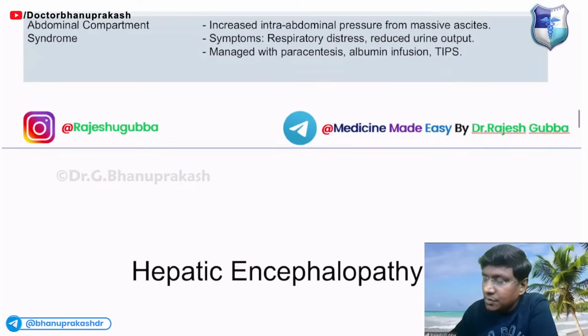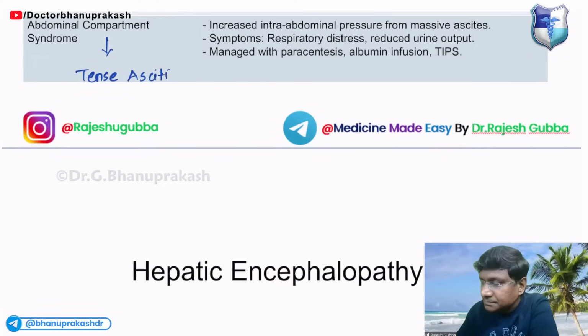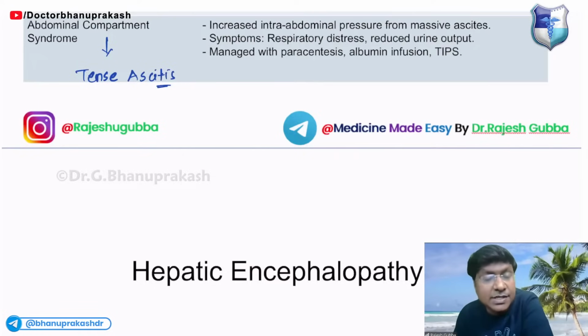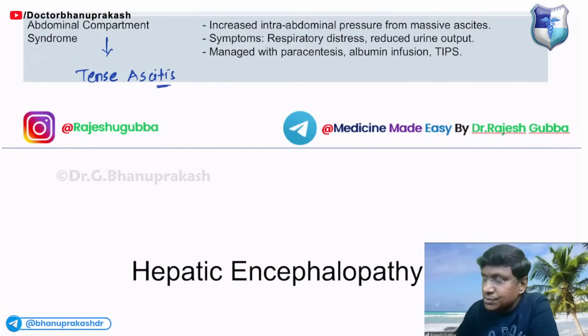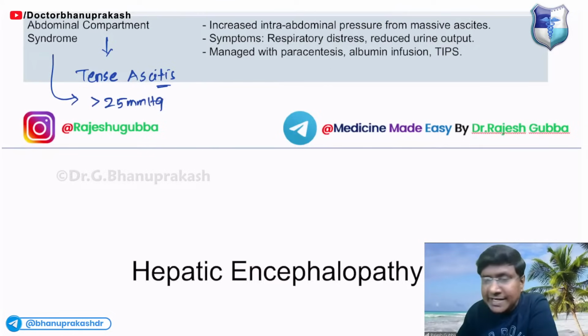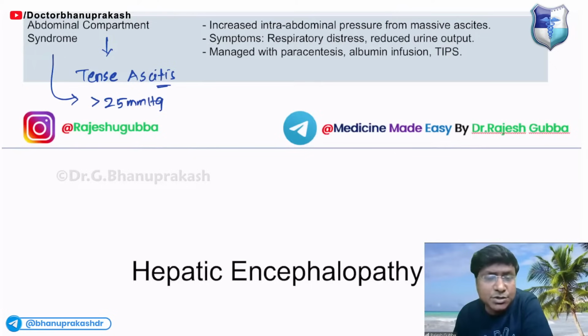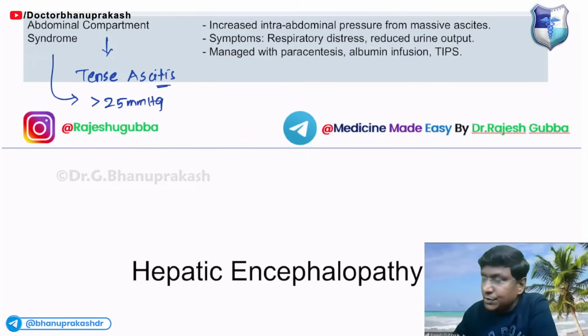Now, another important complication is abdominal compartment syndrome. You will develop abdominal compartment syndrome when the individual is in a state of tense ascites. In abdominal compartment syndrome, the intra-abdominal pressure will be more than 25 millimeters of mercury. And immediately you need to do abdominal paracentesis. If you don't do abdominal paracentesis, the individual can go into a state of respiratory distress and respiratory failure.